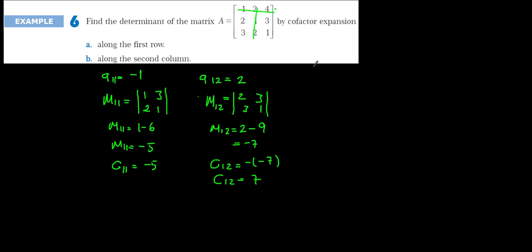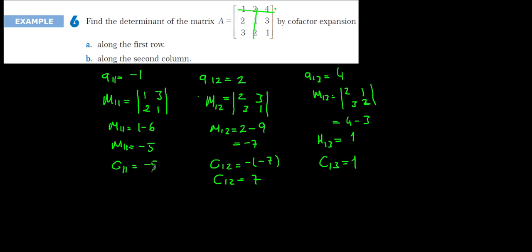And this is the last one, A13, which is equal to 4. So M13 is equal to 2 times 1 minus 3 times 2, which is 4 minus 3, which is equal to 1. Since the sum of 1 and 3 is even, C13 is equal to M13, which is equal to 1.